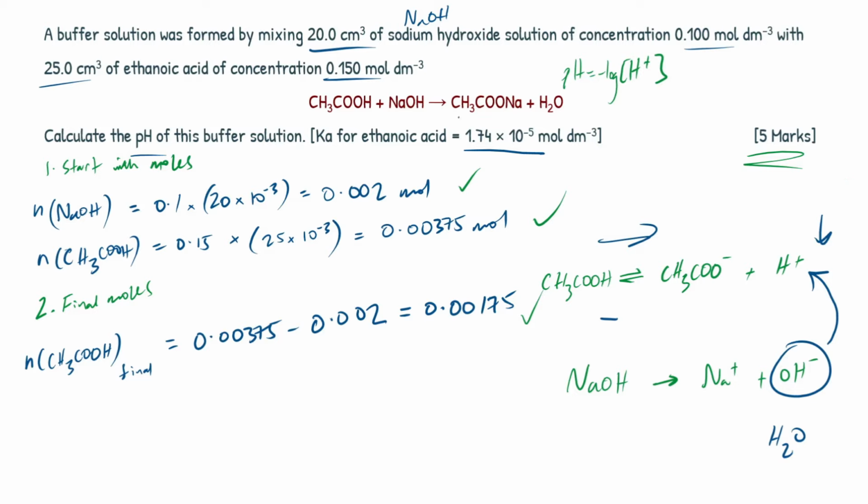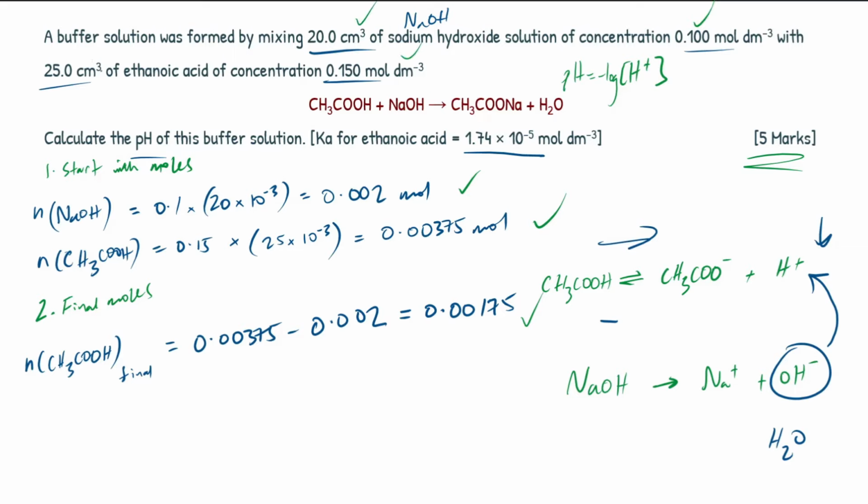Just read through the question quickly again, okay? Have I used these variables? Okay, I've used this, I've used this, I've used this, I've used this. Have I used this? No, I haven't used this. Why have they given it to me? Why have they given me the Ka? Because they want me to use it, okay? So what we're going to do is use our Ka expression rearranged to find this, okay? So that's exactly what I'm going to do.